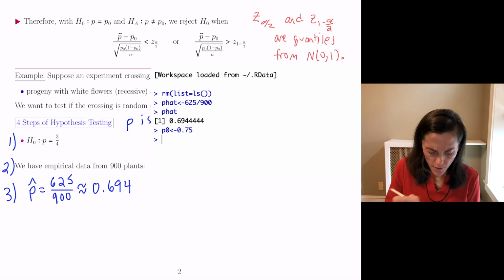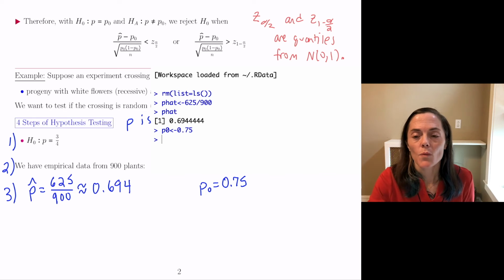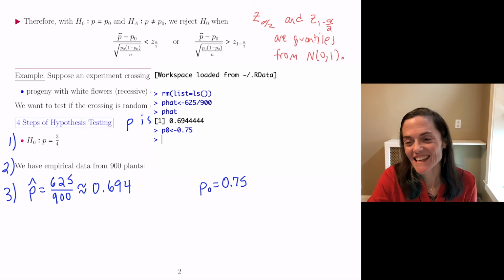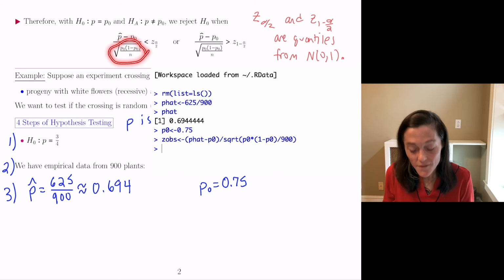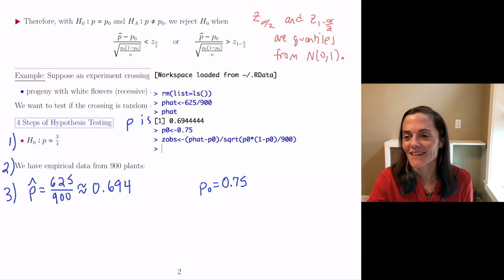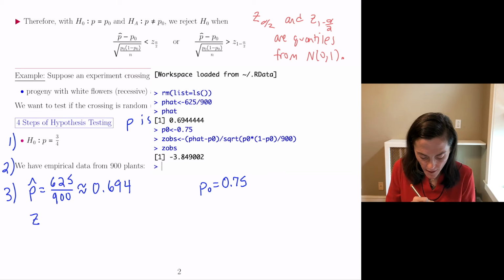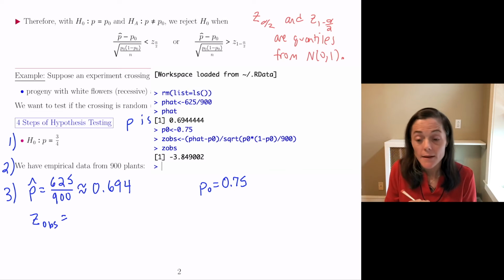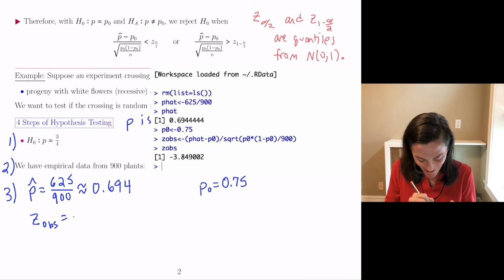Now, we can also tell R what P0 is. P0 equals 0.75. And then what we want is this Z statistic. So I have taken p-hat minus p0 over the square root of this using n equals 900. And what do we get here? Our Z observed is minus 3.85.